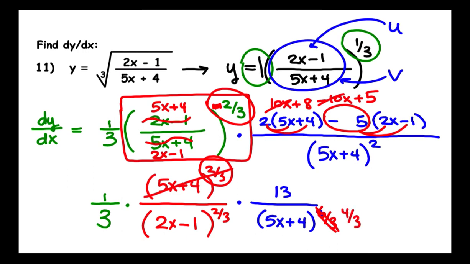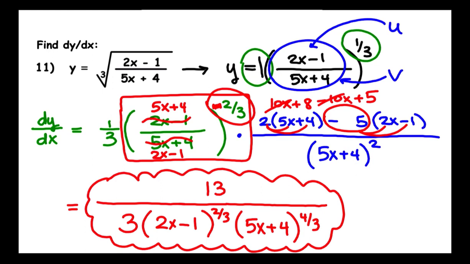So in my final answer, all I'm going to have in the numerator is a 13. Everything else has become a 1. And in the denominator, I'll have 3 times 5x plus 4 to the 4/3 times 2x minus 1 to the 2/3. Let me clean this up. And that is dy dx.